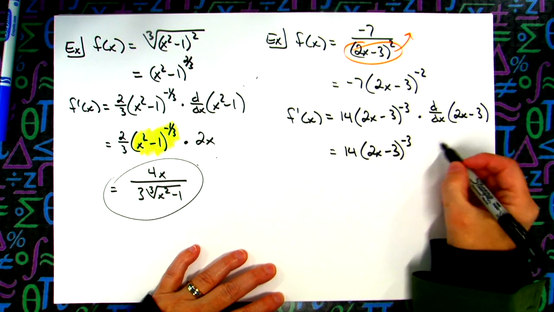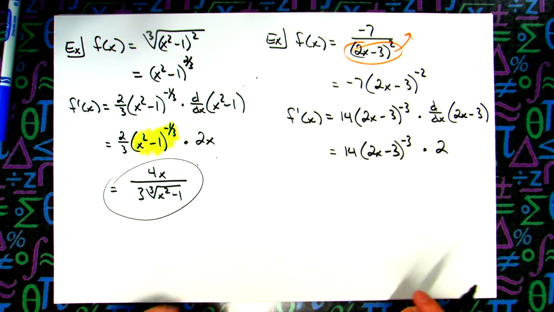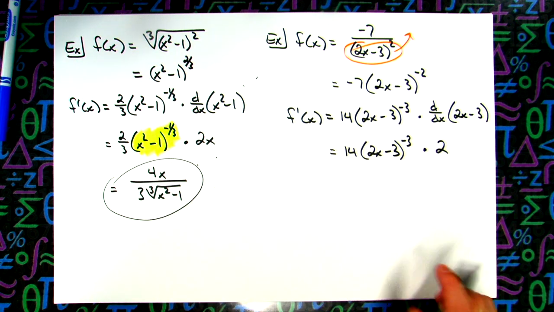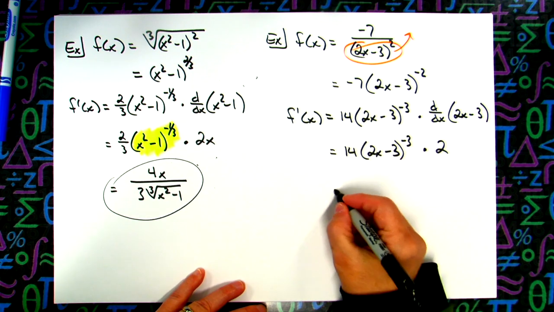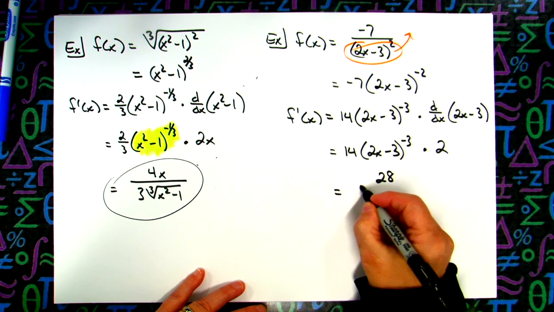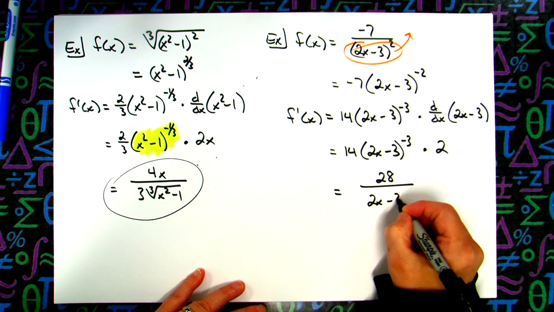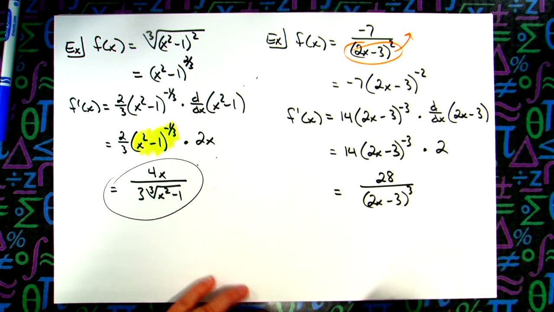Take the derivative here, which is just a 2. Now the 14 times 2 is 28. This is going to go to the bottom, so I'll have a 28 in the top, and a 2x minus 3 to the 3rd in the bottom.